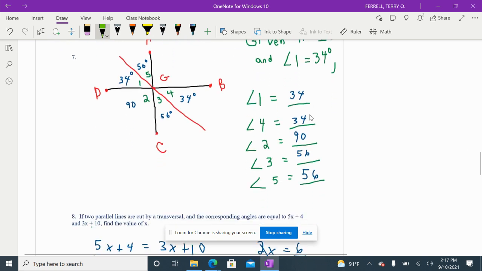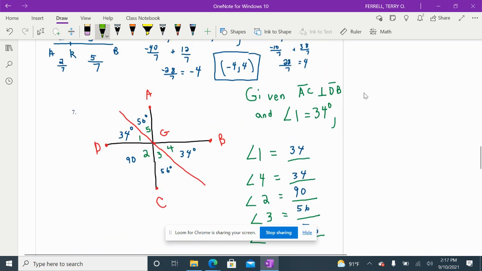All right, number 7. They gave us that angle 1 was 34. But they also told us that AC is perpendicular to DB. So this line is perpendicular to this. So I know G is 90. So if G is 90, I know that the vertical angle to G is angle 2.